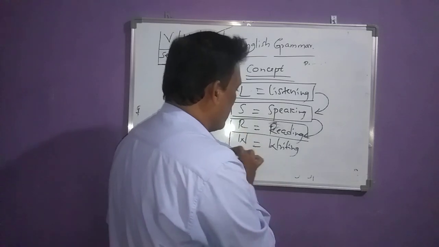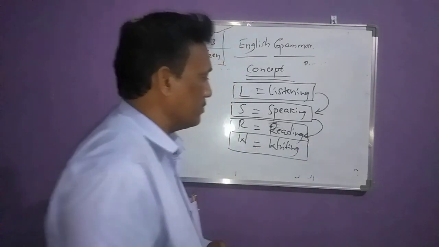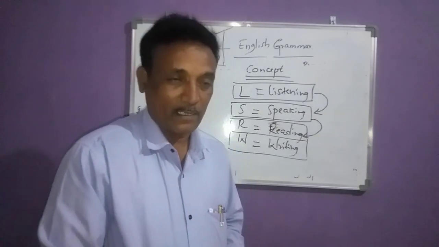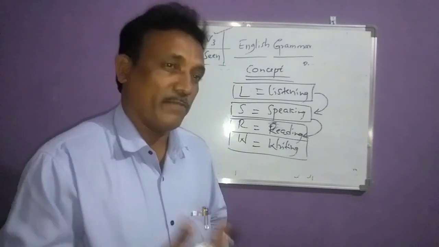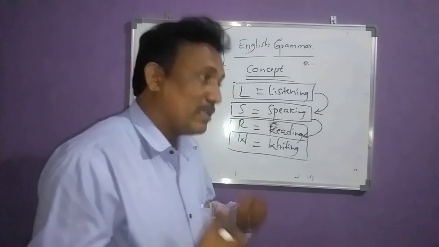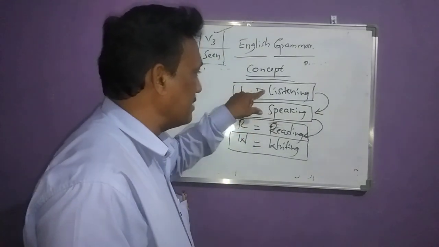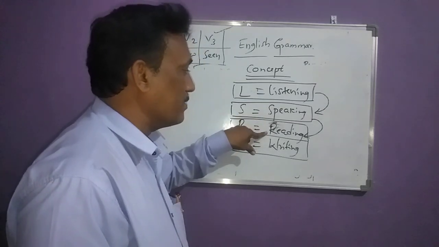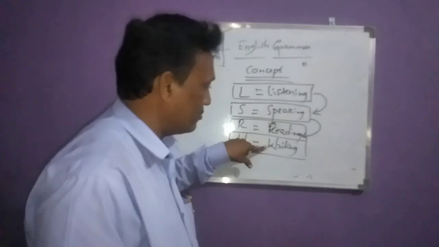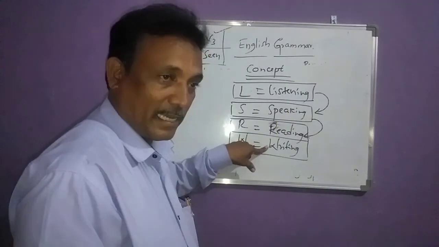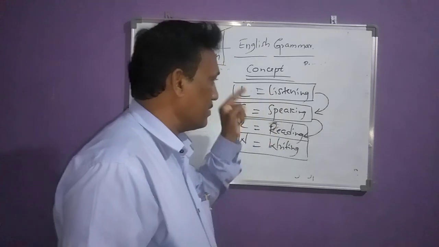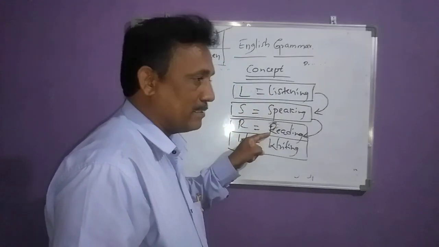Then ultimately, the last one, writing. One who reads well can write in a very good way. Writing means thinking, and it is the sum of listening, speaking, and reading that comes in the form of writing skill. So that results in writing. Writing is the beauty of listening, speaking, and reading.